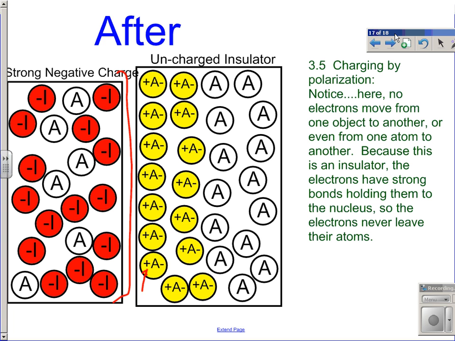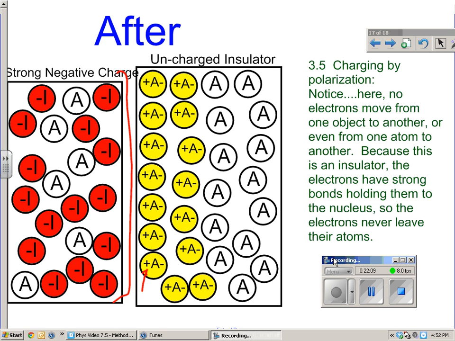Okay? So this is a tough concept. So when I see you in class next, we're going to do a lot of cleanup. I'm going to give you guys some examples of it. But this sort of works you through the mechanics of how the different types of charging take place. Okay? So there you go. Methods of charging.